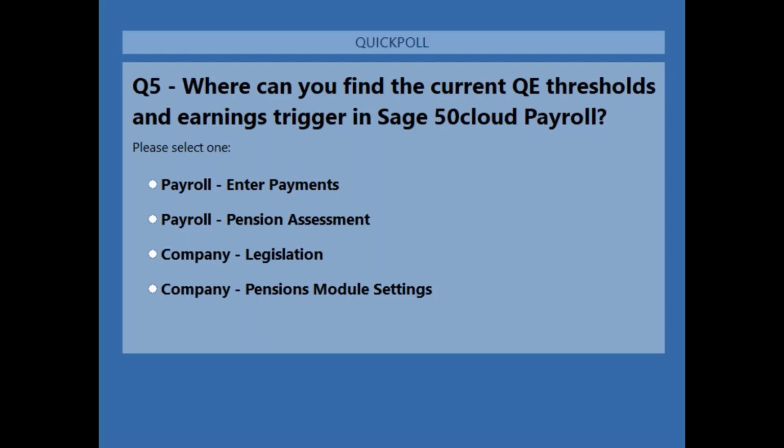Payroll, then enter payments. So that's payroll in the bottom left of the program. Payroll in the bottom left, and then pension assessment. Or would you go to company in the bottom left, and then legislation, which would also be in the top left? Or would you go to company and then pension module settings? So this is where can you find the current qualifying earnings thresholds and earnings triggers in Sage 50 Cloud Payroll. Very useful one to know. There's a lot of information that you can find here. So there's a little clue for you all.